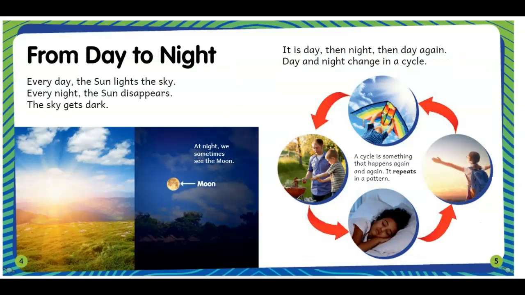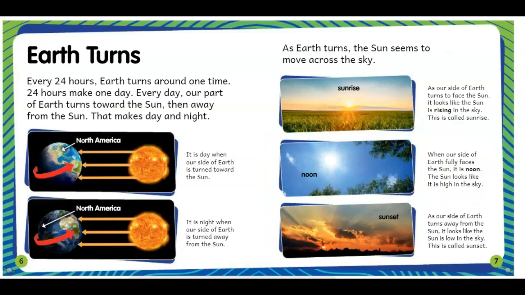Let me think. From day to night. In the day, do we always see the sun? How about at night? Do we ever see the sun at night? What color is the sky in the day? And what color is the sky at night? Are both day and night a pattern? Like a cycle? That sounds like it's the same. Here's our pattern. Here's our cycle that happens every 24 hours.